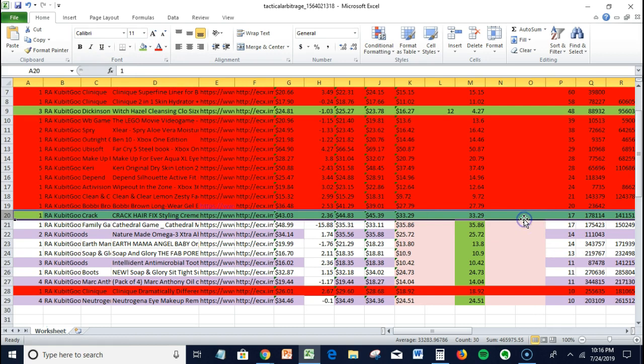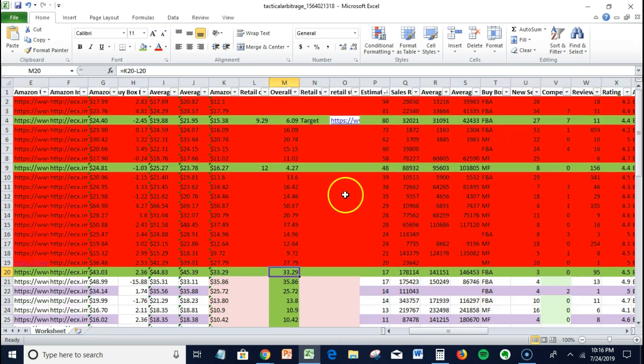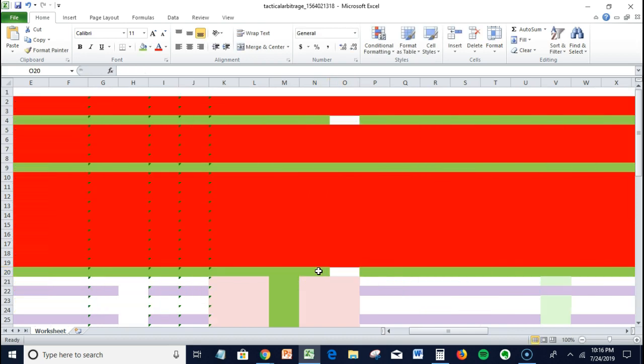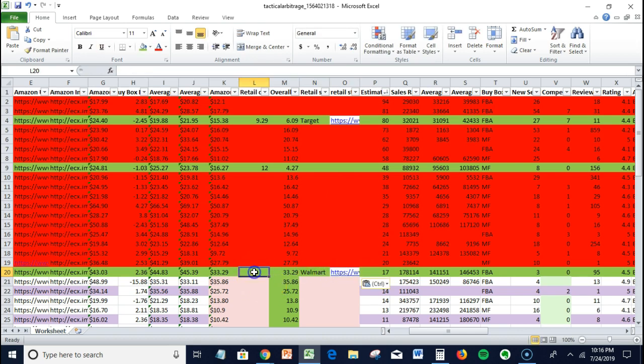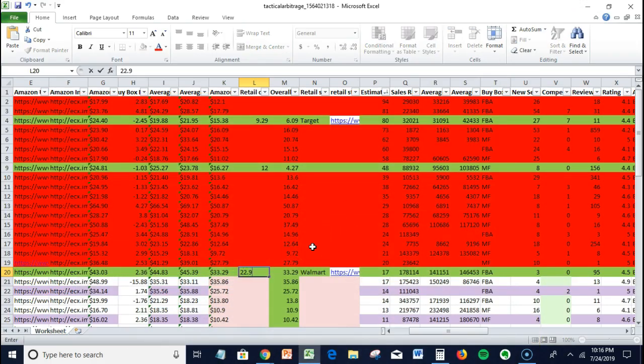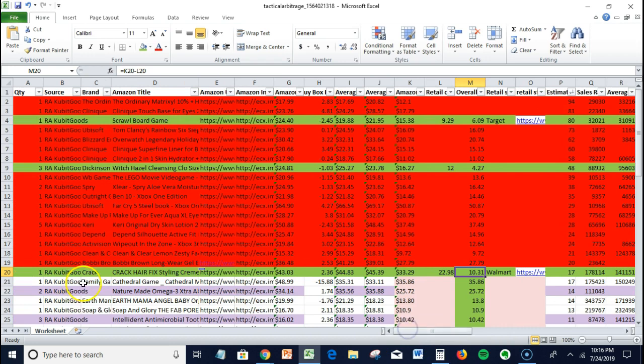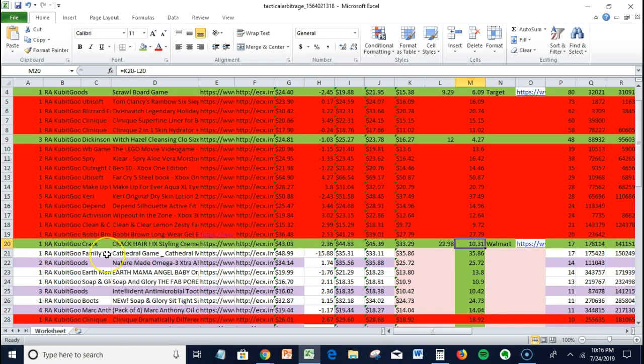So this is Walmart, and the retail cost is $22.98. So it's $10.31 profit. It's pretty good. All right, let's just go through. I know it's been a while here. Let's just go through and do some more here.